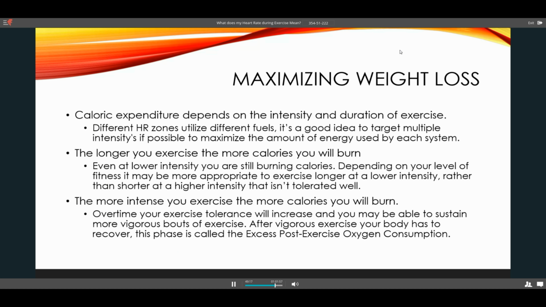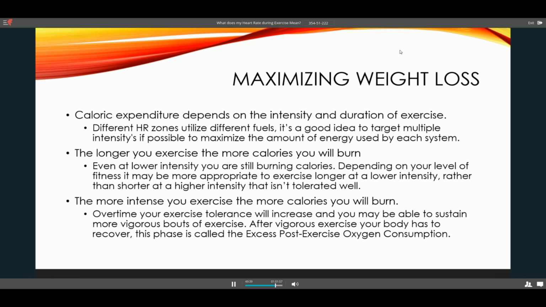But it's also a good idea to target multiple energy systems. It's a great idea to work across these heart rate zones so that you maximize the amount of energy used by each system. Keep in mind, the longer you exercise, the more calories you're going to burn. Even at lower intensity, you're still going to burn calories.